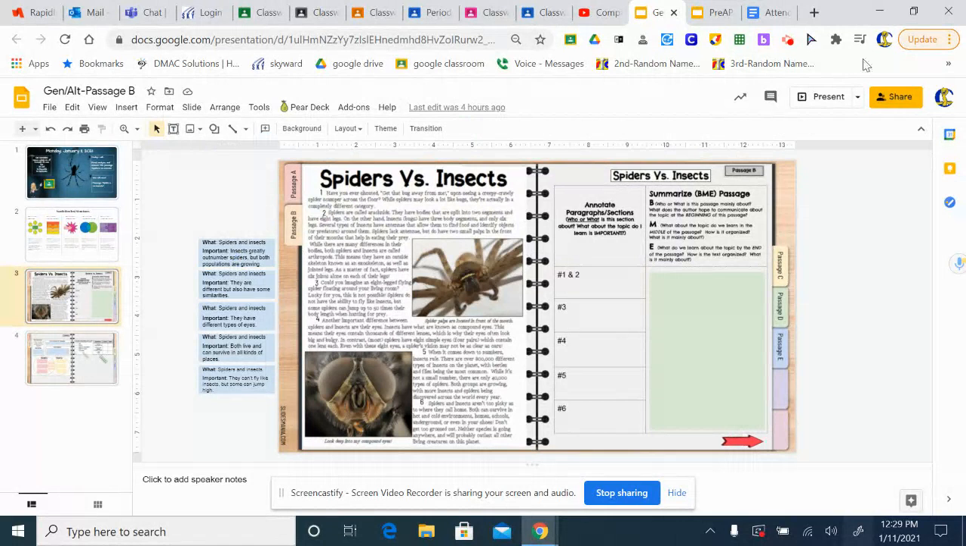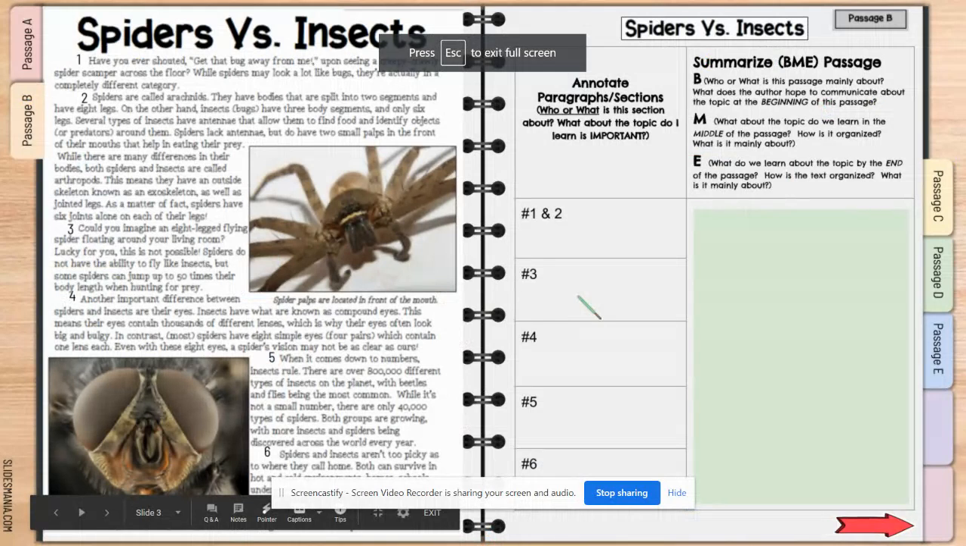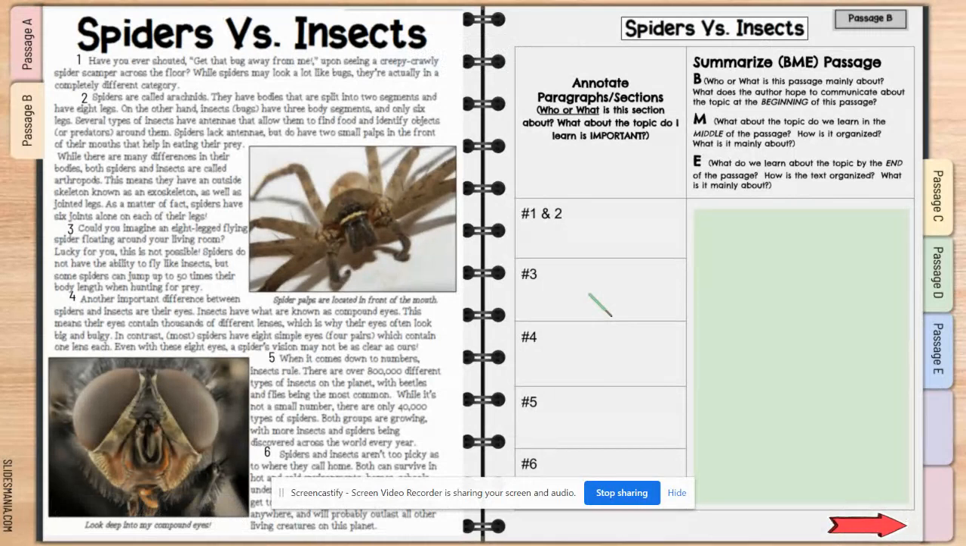So we're going to read paragraphs 1 and 2. Paragraph 1, spiders versus insects. Have you ever shouted, "Get that bug away from me," upon seeing a creepy crawly spider scamper across the floor? While spiders may look a lot like bugs, they're actually in a completely different category. Paragraph 2. Spiders are called arachnids. They have bodies that are split into two segments and have 8 legs. On the other hand, insects or bugs have 3 body segments and only 6 legs.